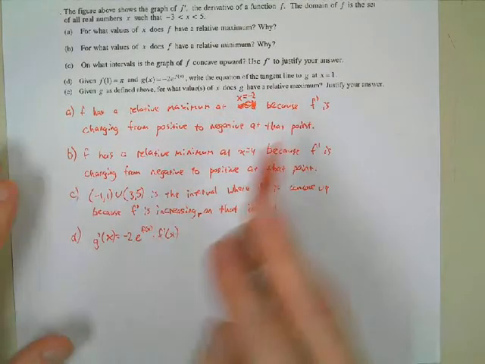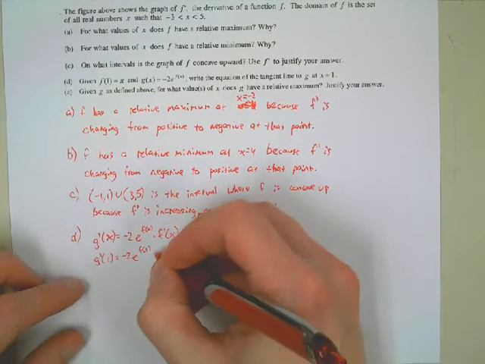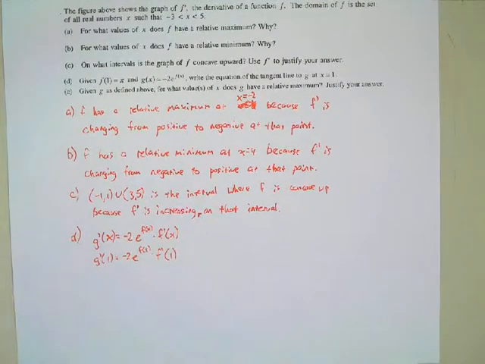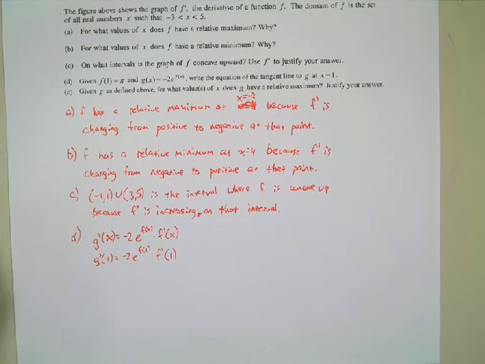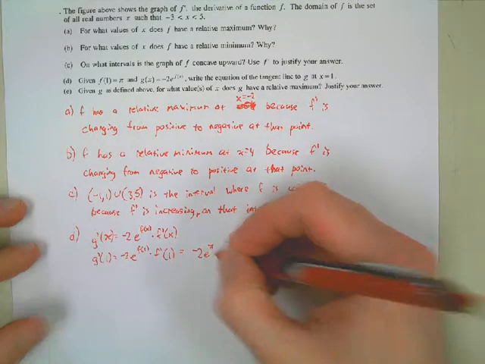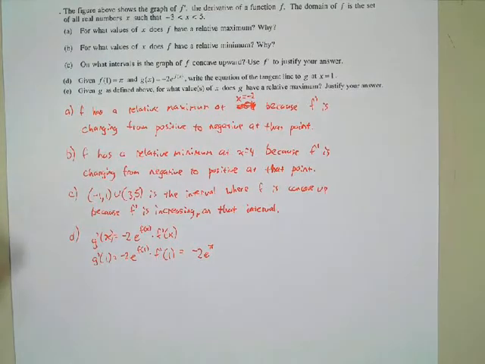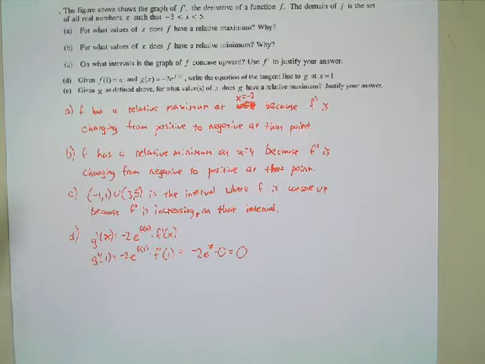So G prime of 1 equals -2e to the f of 1 times f prime of 1. Okay. What's f of 1, Jack? Yep, so it's going to be -2e to the pi. All right, and then f prime of 1, what's that? 0. So our slope is 0. Okay, easy enough. And then we also need to find, so we have the slope of our tangent line. Now what do we need? To write the equation of a line, you need the slope and a point even, yeah.